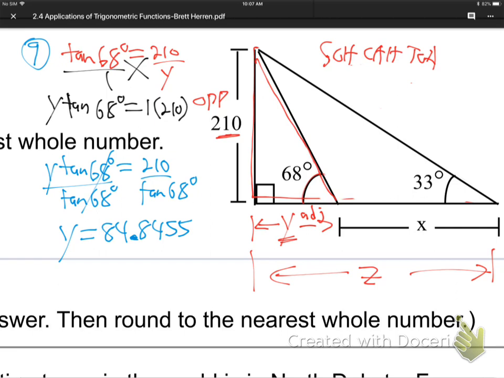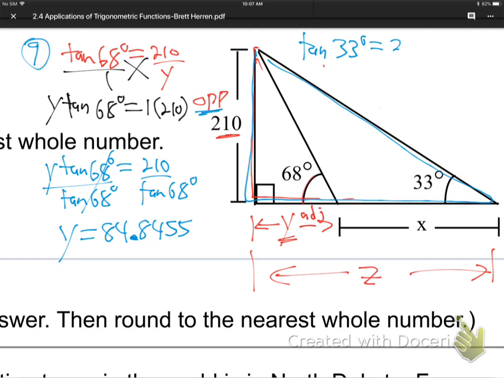And now I want to try to do the same sort of thing to get Z and then subtract them. The difference will be X. So how am I going to get Z now? What's a relationship? Yeah, so tan of 33 degrees is opposite 210 over adjacent, which would be the whole Z. Everybody see that for the entire triangle? Let's see what I'm doing there. Tangent 33 is opposite over the adjacent for the whole triangle.